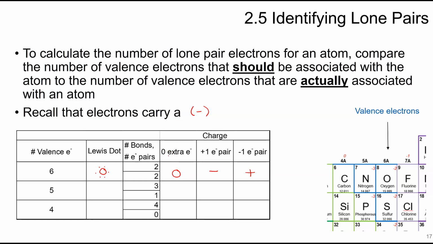For nitrogen, which is in the row 5, you have 1, 2, 3, 4, 5. It wants to make 3 bonds, 1 electron pair extra. If there's no extra electrons, the charge is 0. If there's an extra pair of electrons, it's negatively charged. If it's short 1 pair of electrons, then it's positive. Carbon, it likes to make 4 bonds with no electron pairs left over. If there's 0 extra, then there's 0 charge. If there's 1 extra pair of electrons, it's negative. If it's short, then it is positive.